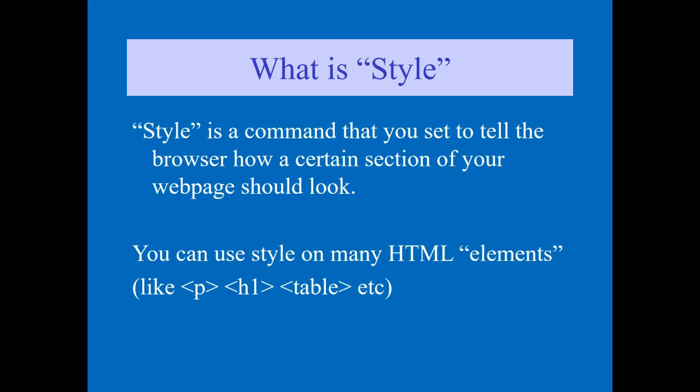Here is one more word, style. Somebody may say just style, meaning Cascading Style Sheets together, as I discussed. When you talk about a web page, style is a very important and popular word. Style is a command that we set to tell the browser how a certain section of a web page should look. In your HTML you can apply style to any element: P, H1, table, div, so many elements. Any element you can apply style to.